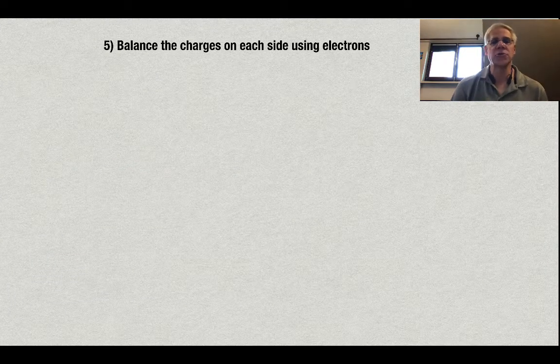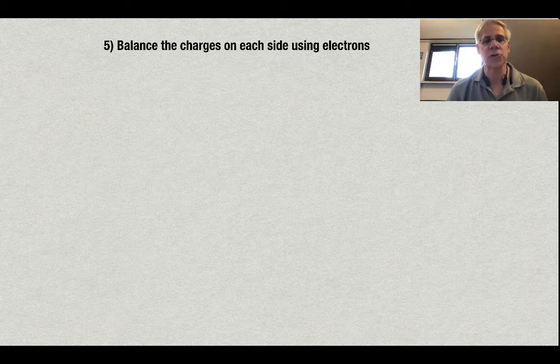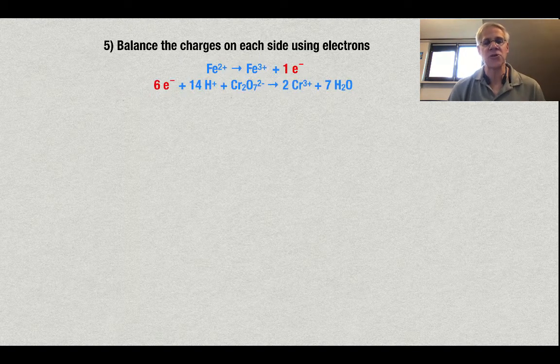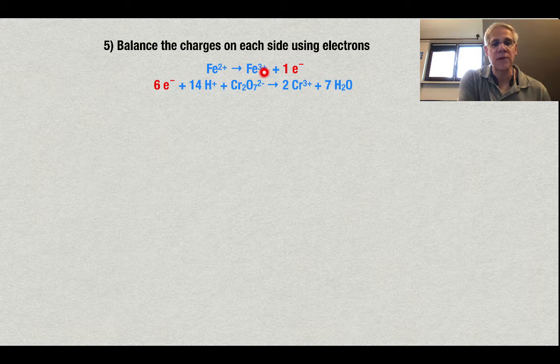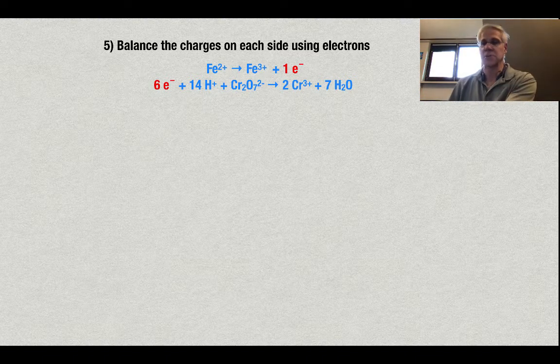Next thing we're going to do is we're going to balance the electrons using charges. So we have to make sure that the charges on both sides of each half reaction are equal. In that first half reaction, we see that we've got a 2+ charge here and a 3+ charge here. And so that's not balanced. So in order to bring a 2+ up to a 3+, I need to add an electron on the product side on that right-hand reaction.